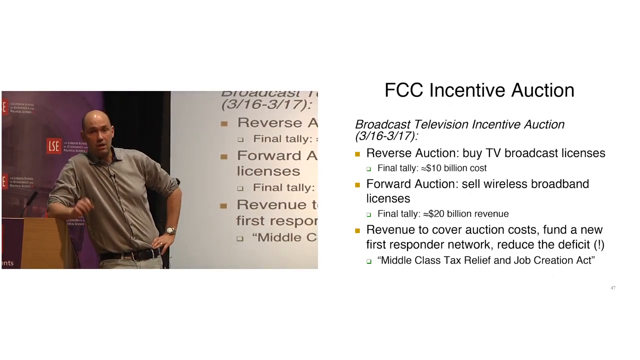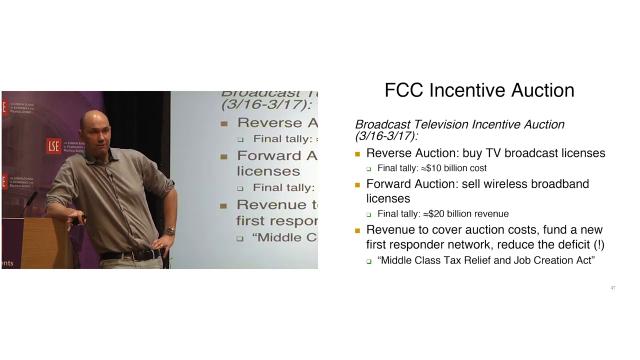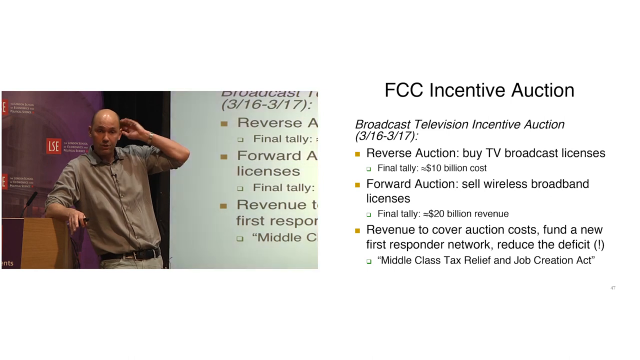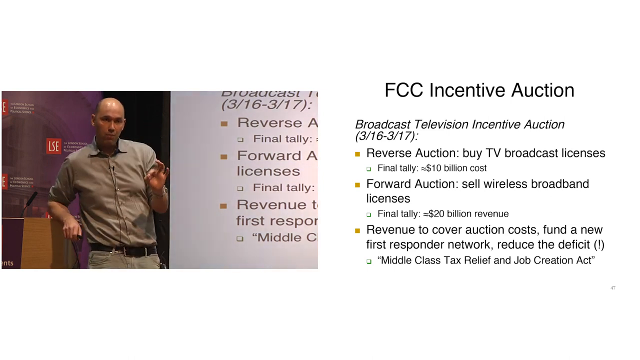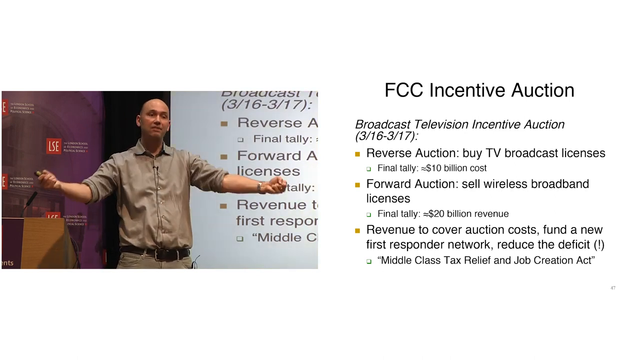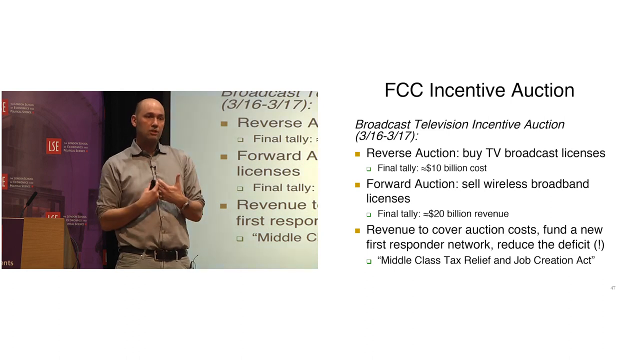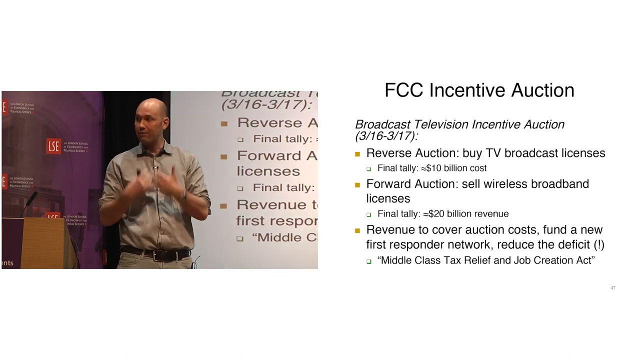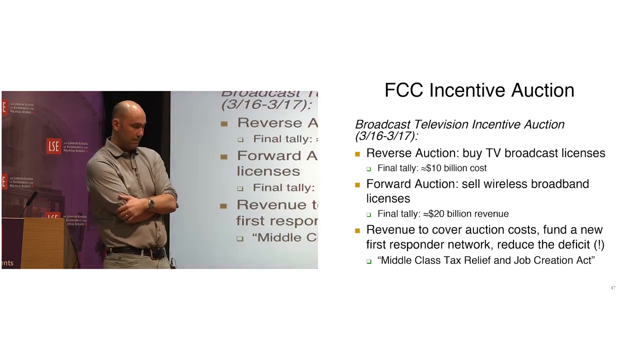It's really what's called a double auction. And there's both buying and selling going on. And they happen in phases. The first phase, the reverse auction, that's the buying phase. So at this point, the government is buying back licenses, paying off television broadcasters to reclaim their licenses. This is the part of the auction that had literally never been done before. Totally new design, run for the first time.